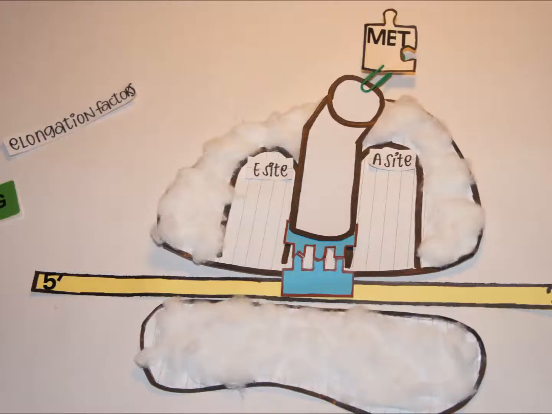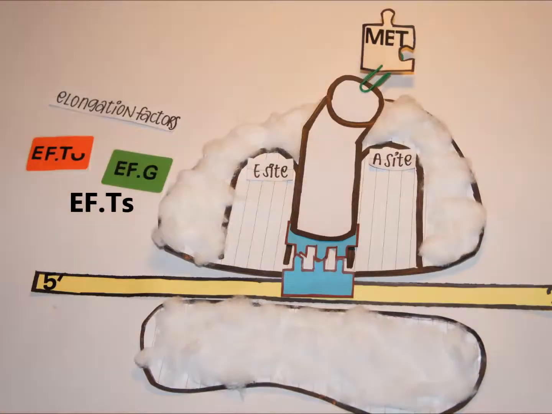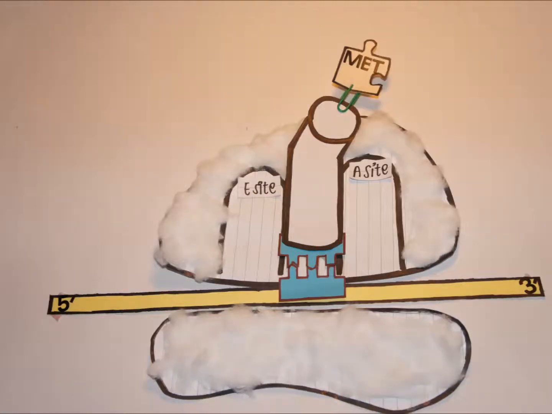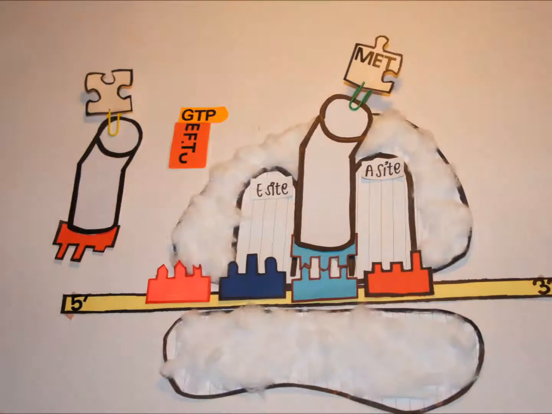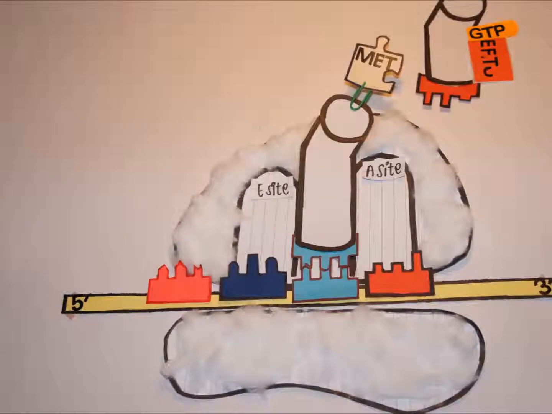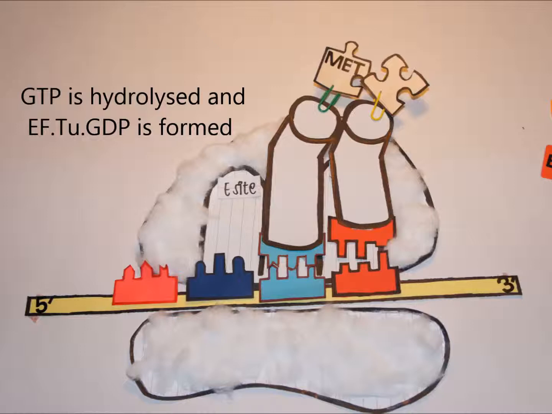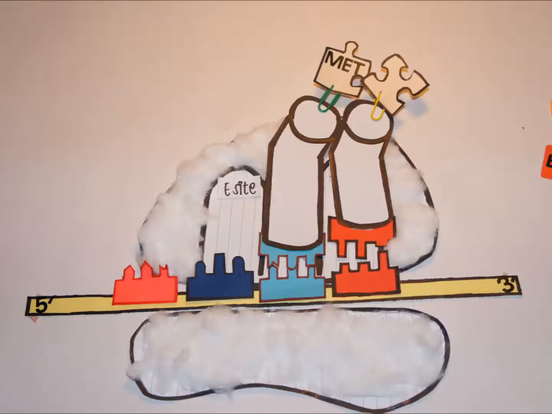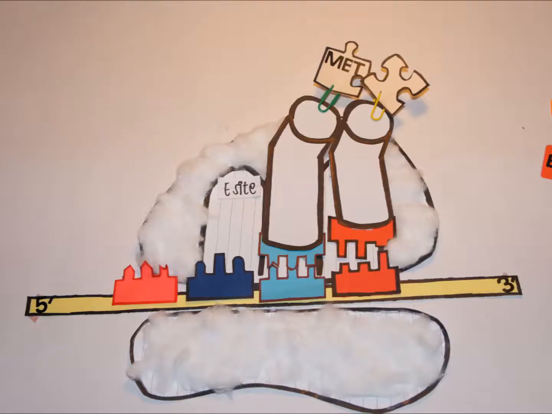Three elongation factors, EF-Tu, EF-Ts, and EF-G, which bind GTP, are required. Elongation occurs when the elongation factor EF-Tu guides the tRNA with the correct anticodon to enter the A site and form base pairs with the second codon. Once the correct tRNA is added, the GTP is hydrolyzed and EF-Tu-GDP is formed. EF-Ts and GTP reactivate EF-Tu-GDP for later rounds of elongation.